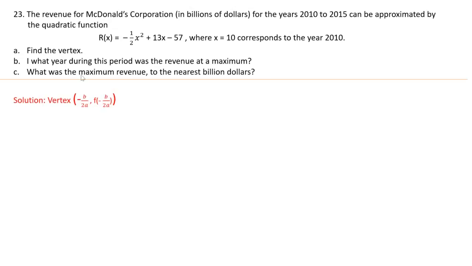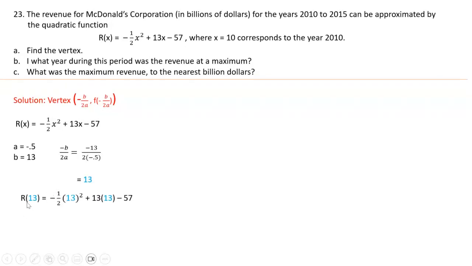Okay, here's the solution. Once you find the vertex, the x part of the vertex will help you for part B, and the y part of the vertex will help you for part C. So let's do part A first. My a is -0.5 or -1/2, and my b is 13. So in my formula, negative b over 2a, I'm going to plug in 13 for b and -0.5 for a. This gives us -13 on the numerator, and on the bottom, 2 times -0.5 will give us -1. -13 divided by -1 will give us a positive 13.